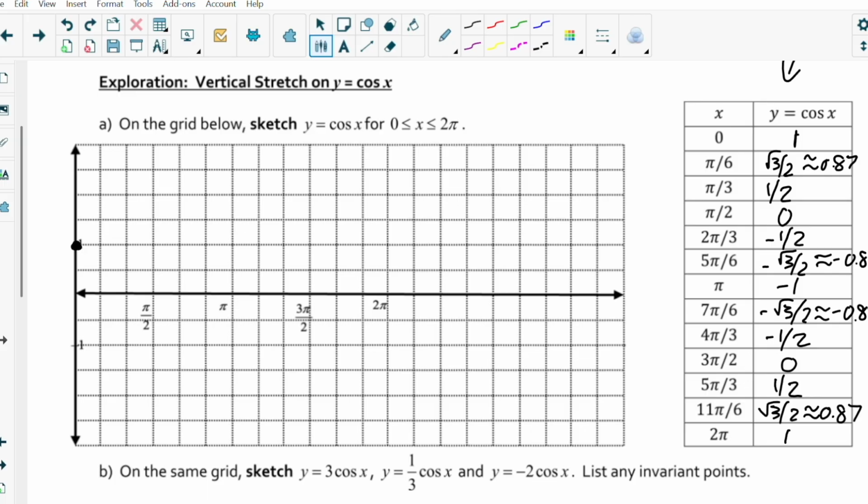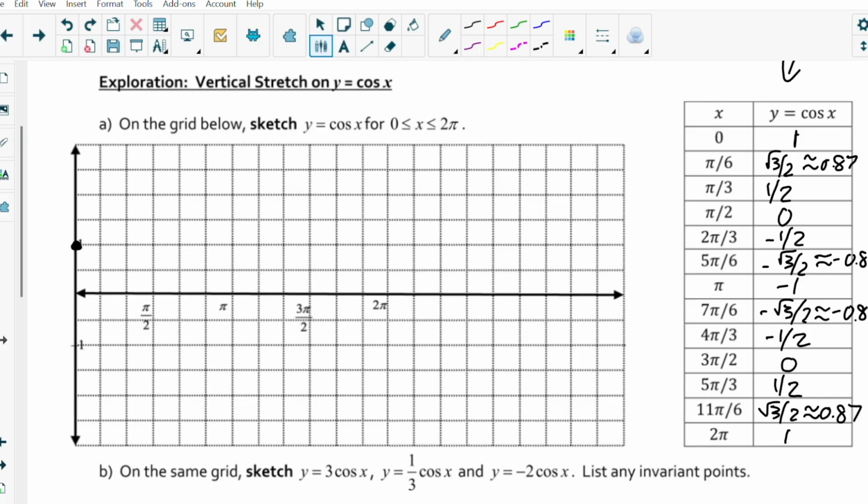Pi over 6. So each tick mark is pi over 6, right? So this is pi over 2, which is the same as 3 pi over 6. So every tick mark here is pi over 6. Okay? 2 pi over 6. 3 pi over 6. Okay, so remember that. That's one of the trickier things about using radians, is that we have to keep those kind of units straight.